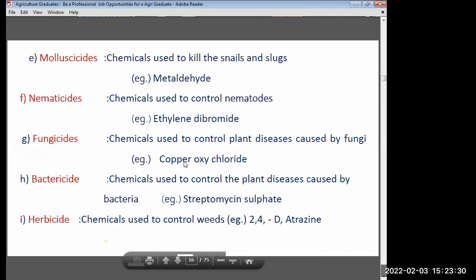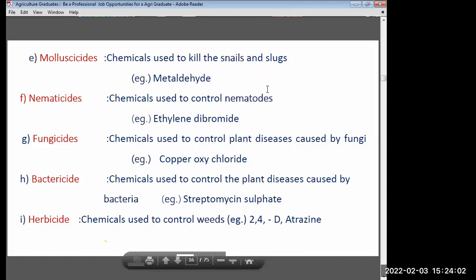Then molluscicides means snails, slugs, etc. Then nematicides, which are for small organisms, nematodes, which are commonly found in pepper plants, even coffee, tea, banana, especially the red banana damaged with a nematode. For this, we have a separate group of chemicals called nematicides.